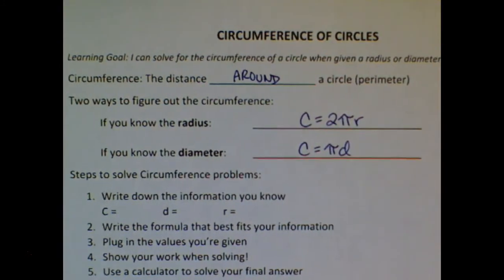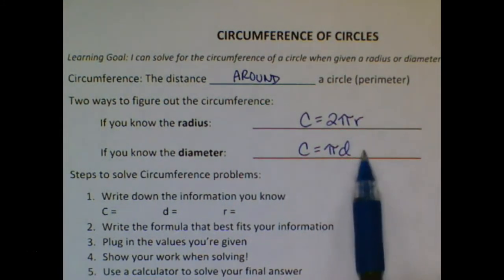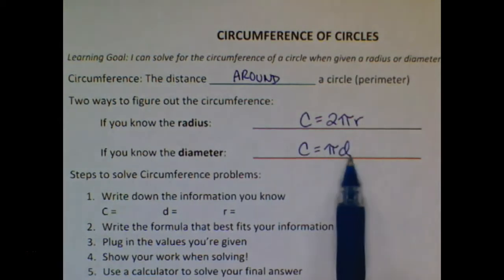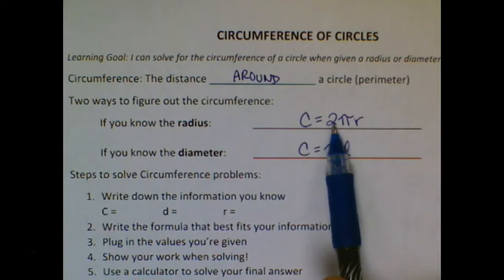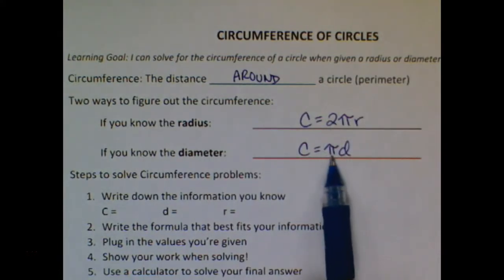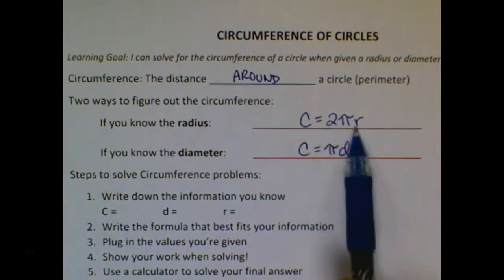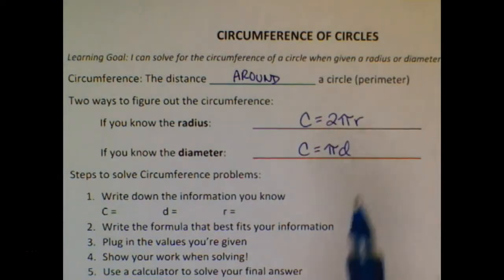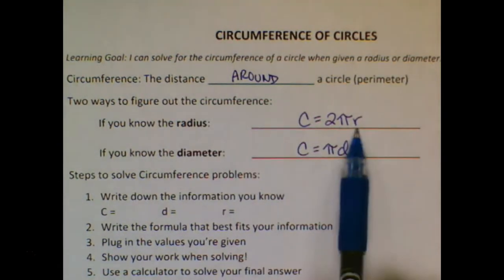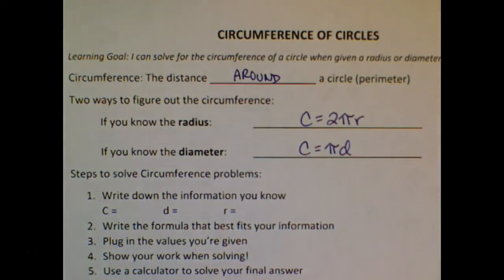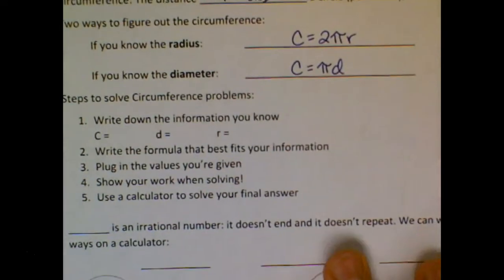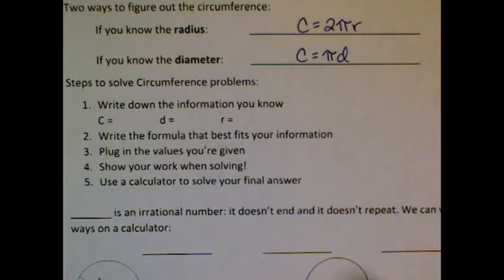The only difference between these two is the fact that the diameter is twice as big as the radius. So if you know the radius, you're just multiplying by 2, which basically gives you the diameter, and then you multiply that by pi. So that's the reason why this is 2 and an r in it versus just the d, because if you know the radius, you know the diameter is twice as big, so you multiply by 2.